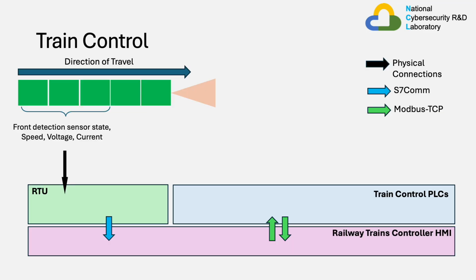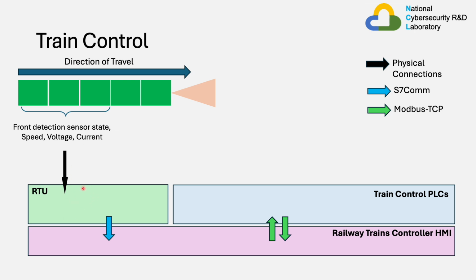Let's break down and analyze the different components of the train. Assuming the train is traveling facing the right, in front of the train there is an invisible detection area. This detection area checks if there are any signals or trains in front of the current train and updates the front detection sensor state accordingly. This front detection sensor state is passed together with the speed, voltage, and current to the RTUs by physical connections.